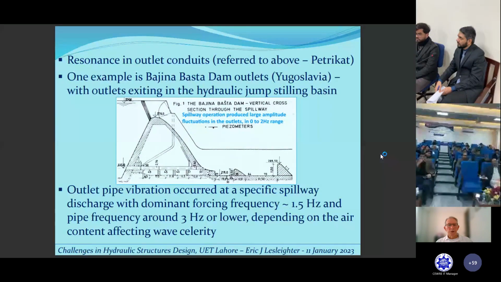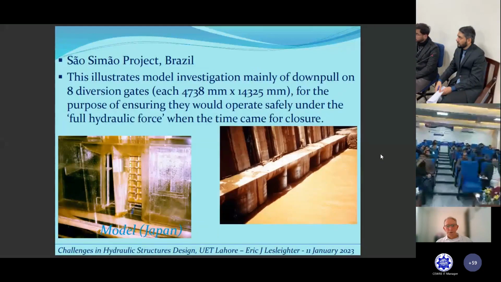In this case, a project in Brazil that I was working on, we had 8 diversion gates modeled in Germany and in Japan. The purpose of this was to look at the possible hydraulic force which would come into play when these gates were being lowered during the closure of the diversion. Again, there was an original gate and changes made to the base of the gate.